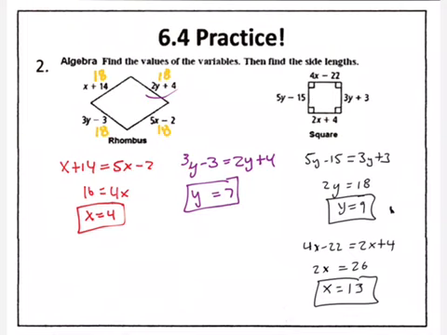So now that I have those, I just plug them back in to get my side lengths, and remember it's a square, so all the sides should be the same. In this case, every side should be 30.